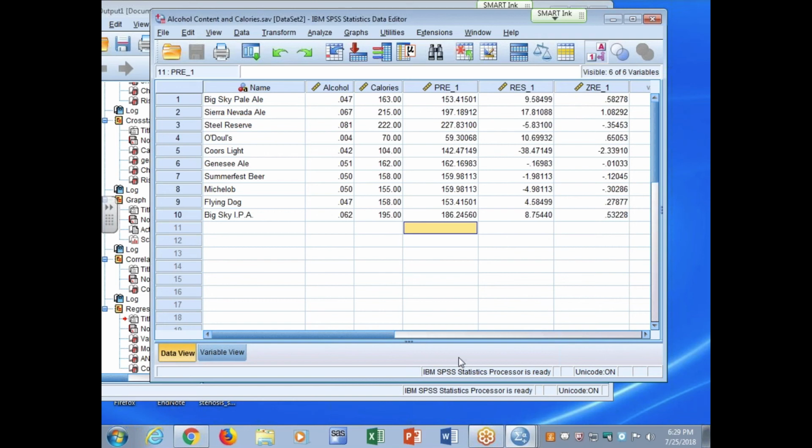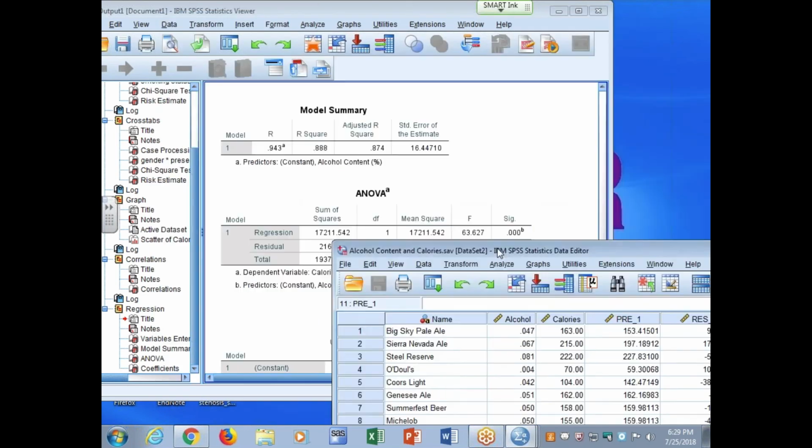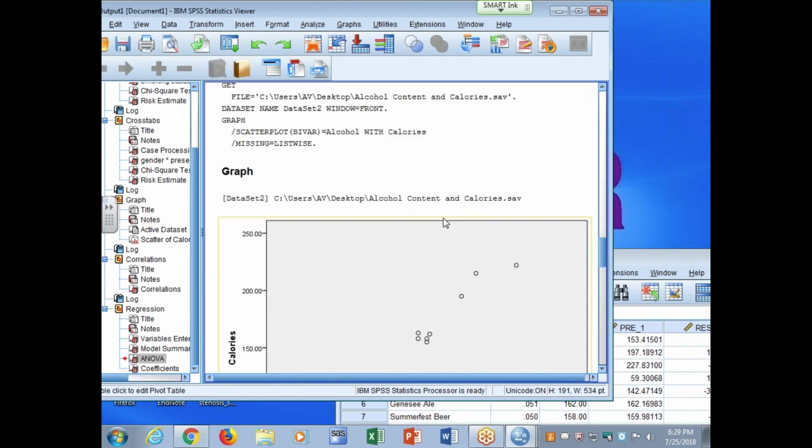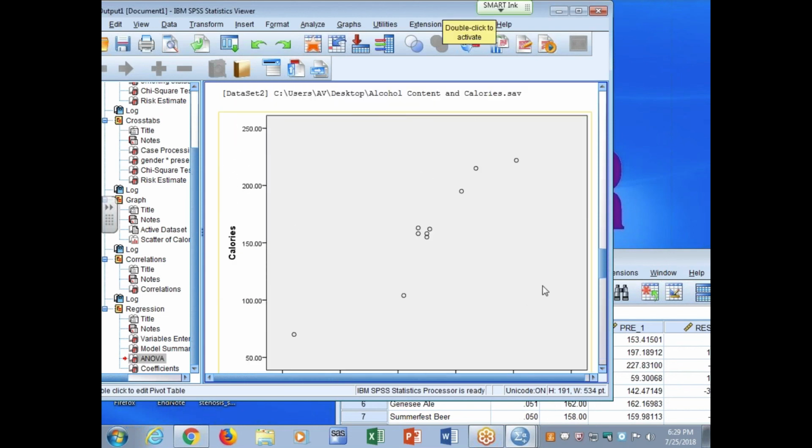So now I want to go back to my output table for a second. Okay, let's go back to our output table.